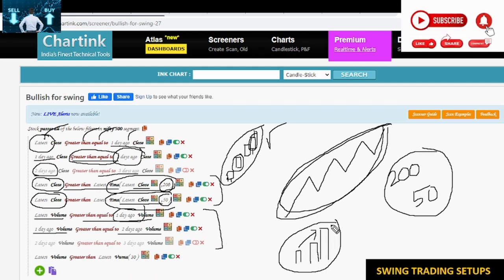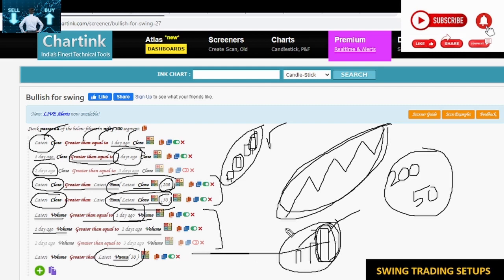Now the last part, a very important part of this scanner, which I personally consider, is that this last volume should be greater than the previous 30 days average volume, weighted volume. Means if this is the average, then this should be greater than the volume generated in the last 30 days, the whole month.